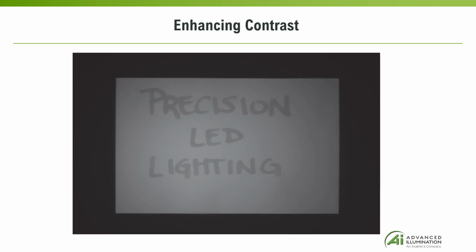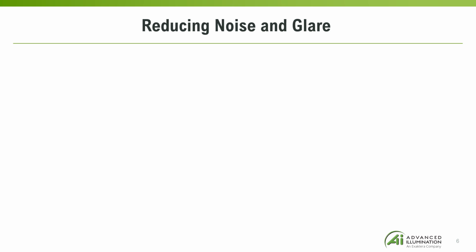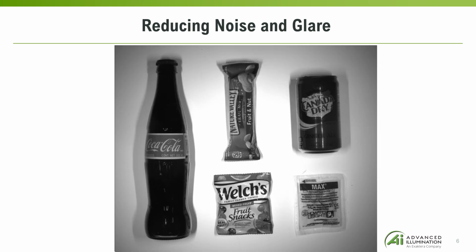Filters can selectively block or emphasize specific wavelengths of light, highlighting the features of interest while suppressing irrelevant background information. This improved contrast makes object detection and recognition more accurate and efficient. Polarizers can block unwanted reflections or ambient lighting, minimizing noise and glare that can interfere with image analysis. This allows for more accurate feature measurement and object classification.